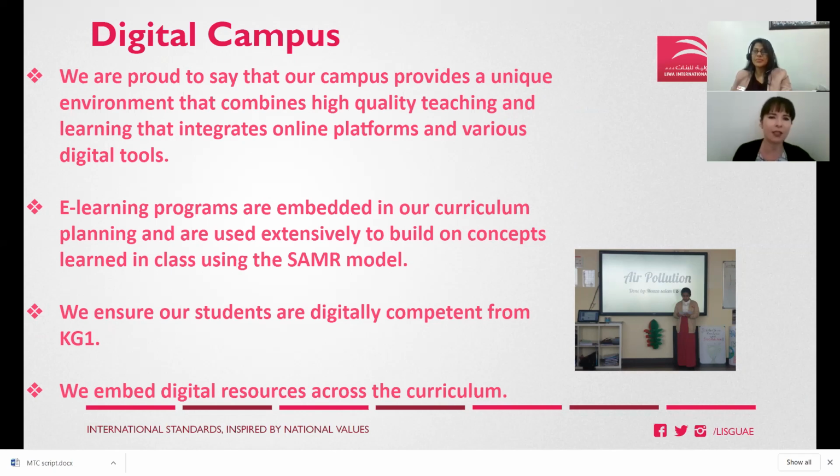An example of this would be when they complete their work independently, they will take a photo of it and upload it to Class Dojo so the teacher and their parents can see that. And these digital resources are integrated into every subject, including core subjects and also foundation subjects.